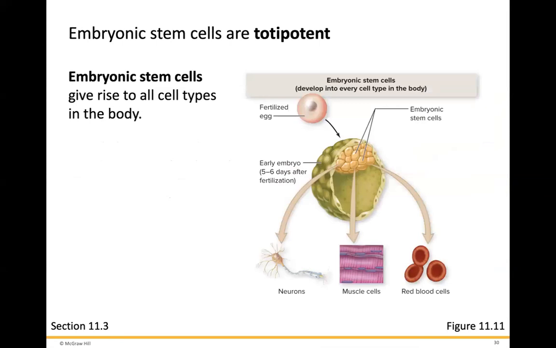Embryonic stem cells are referred to as totipotent. Embryonic stem cells are able to give rise to all cell types in the body. So whether you have an embryonic stem cell, what that means is you can convert it into a neuron, you can convert it into a muscle cell, you can convert it into a blood cell, whatever you need.